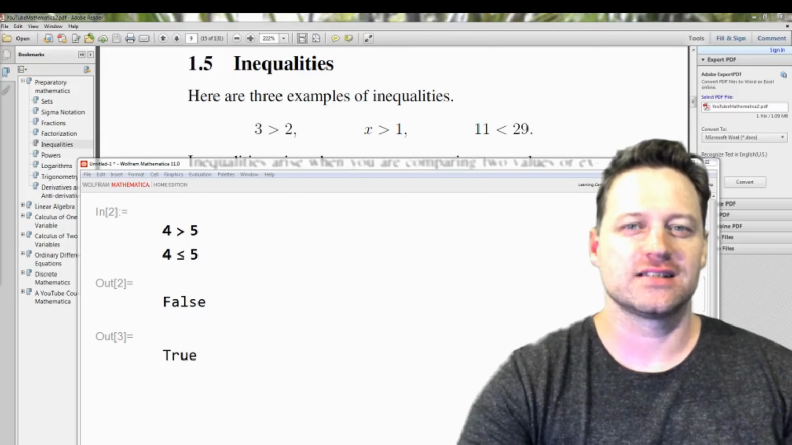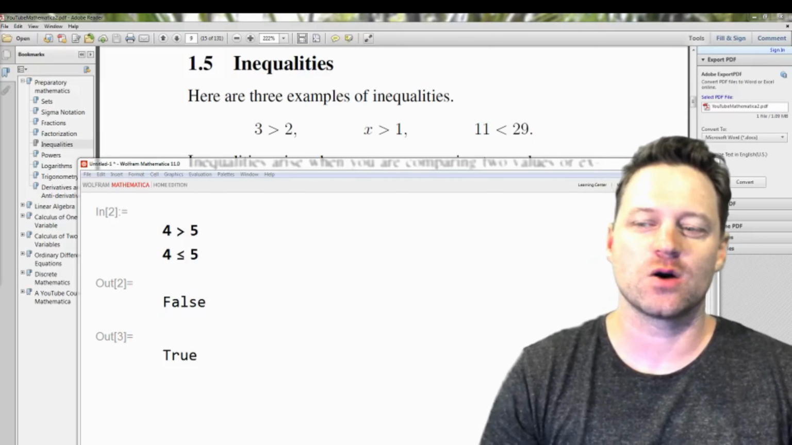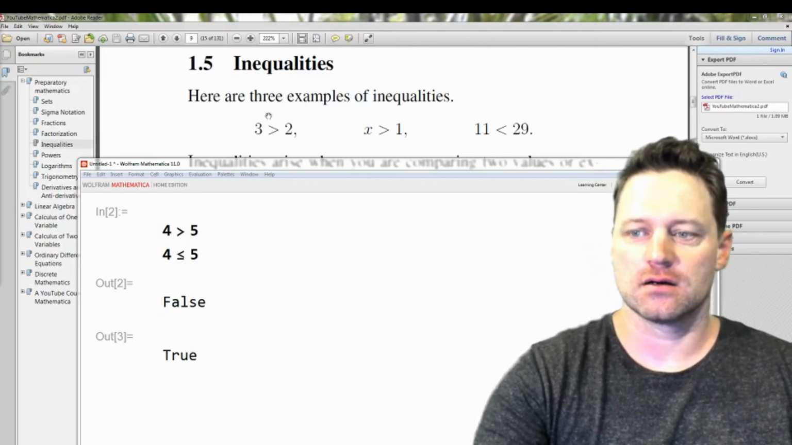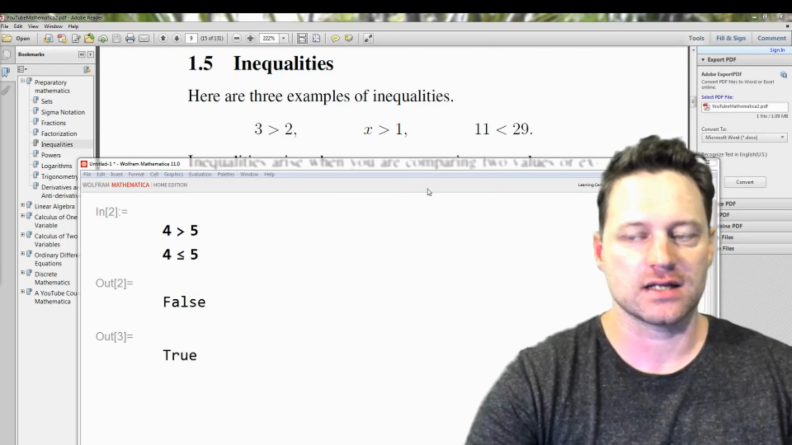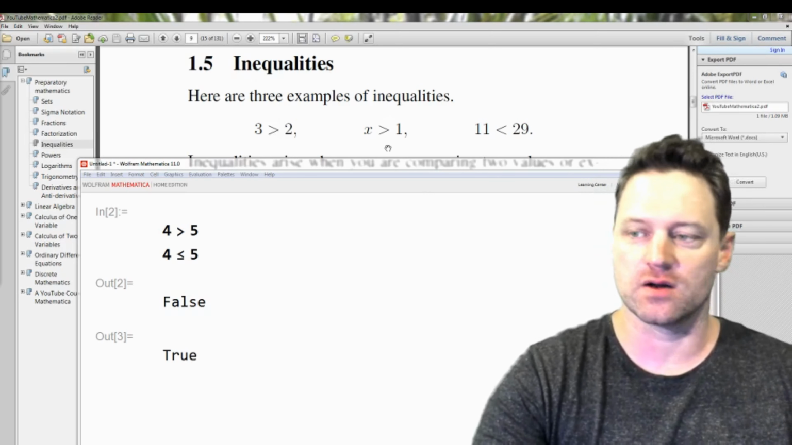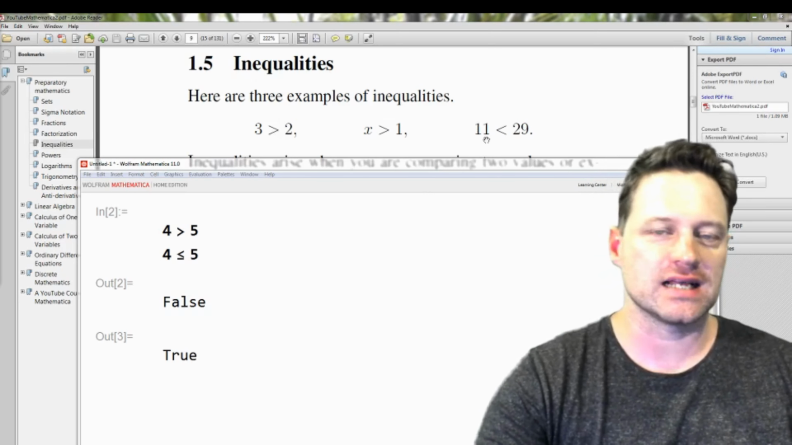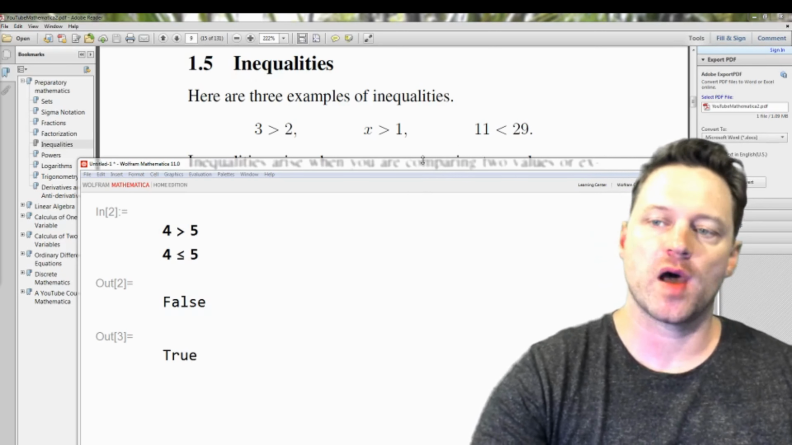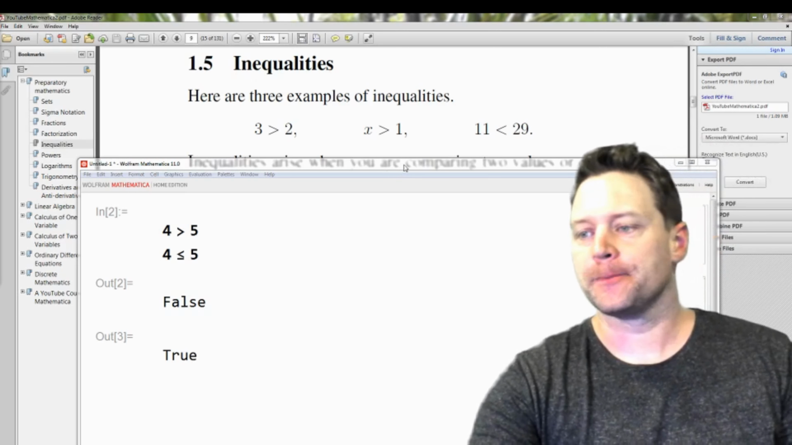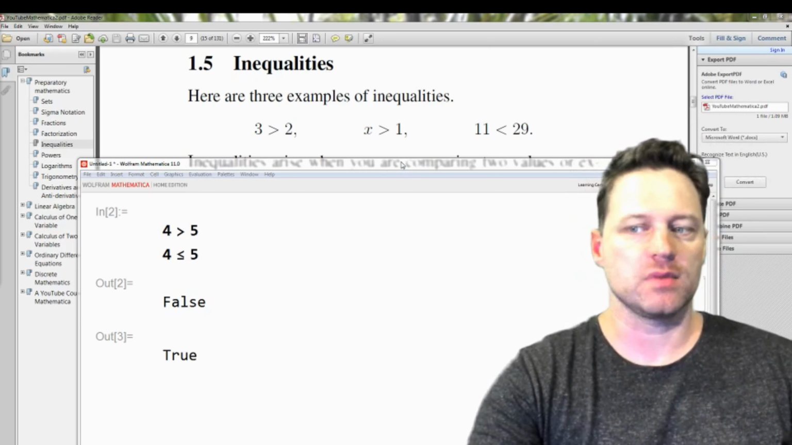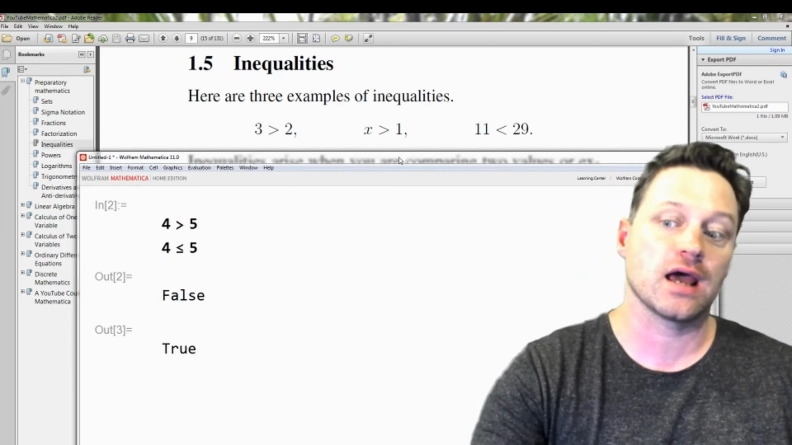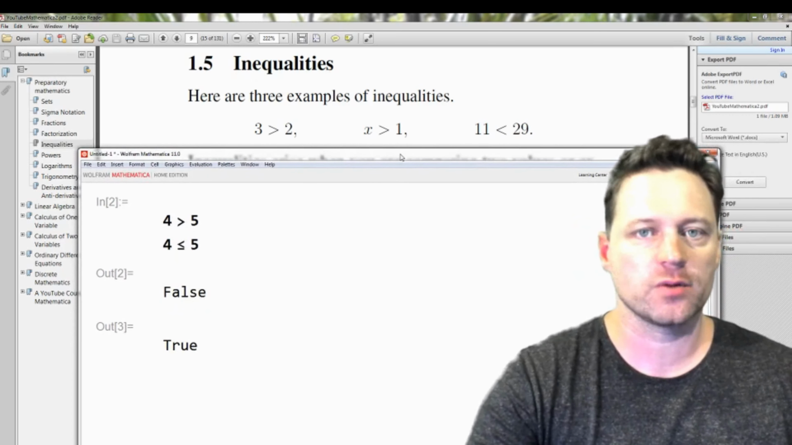Hi, in this session I'm going to talk to you about inequalities. So inequalities look like this right here. 3 is greater than 2, that says. This says x is greater than 1. 11 is less than 29. Okay, so you might want to learn about how to solve inequalities, what they mean, how to use them, and so on. So let's see where this goes, and I'll talk to you about that.